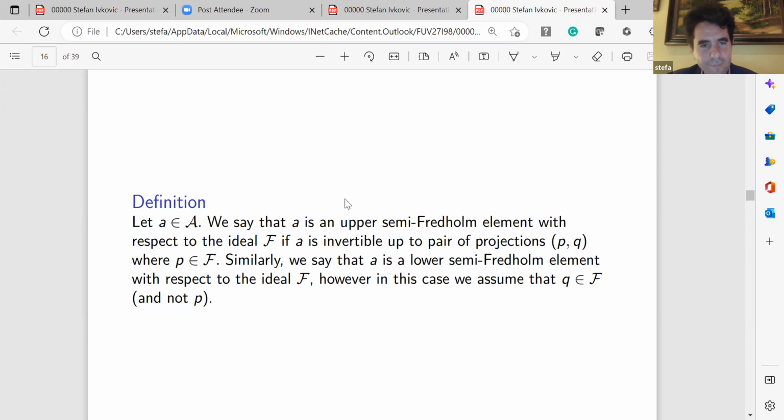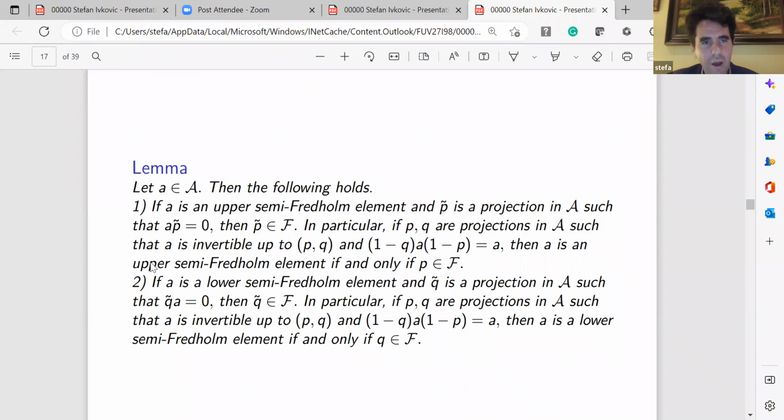And now we have some description. If A is an upper semi-Fredholm element and pi tilde is a projection in the algebra such that A pi tilde is zero, then pi tilde has to be a finite projection. And then if you take a particular case where P, Q, R are projections such that A is invertible up to this pair, and such that also (1 minus Q) A (1 minus P) is equal to this, then we have this equality. In this case, A is an upper semi-Fredholm element if and only if the first projection P is finite. Now it may seem a bit abstract, but later we shall see applications.